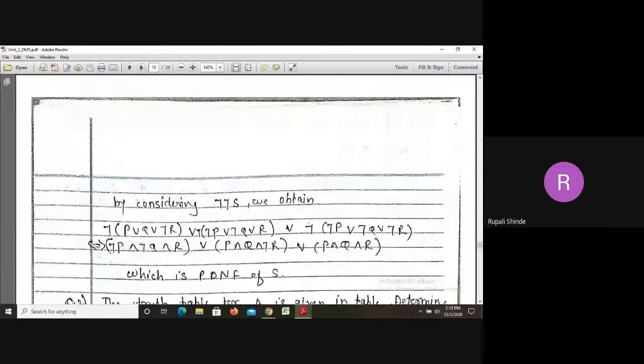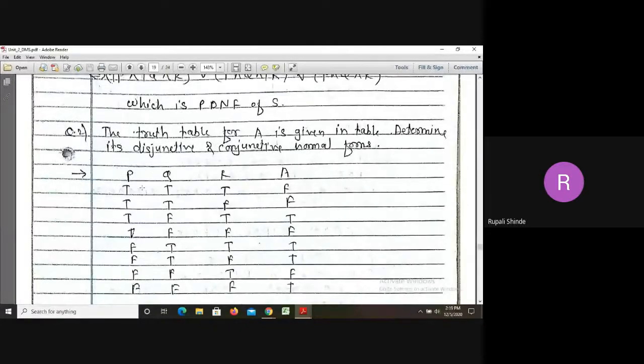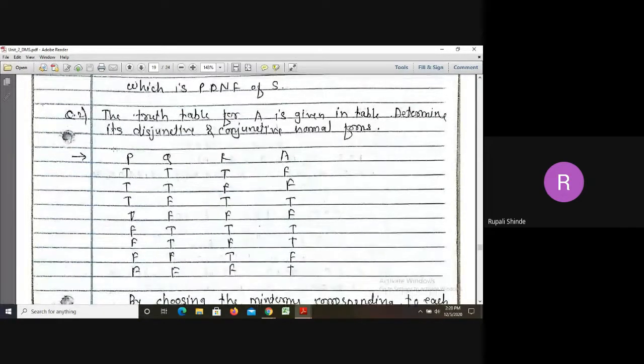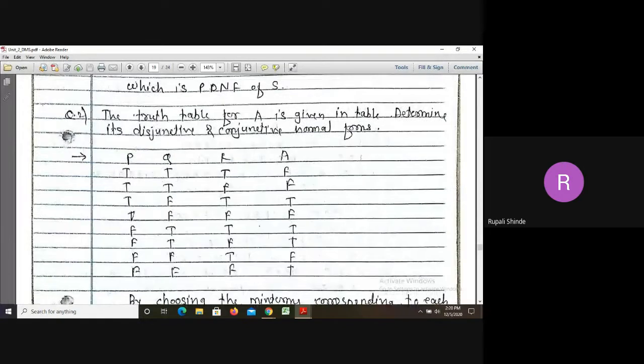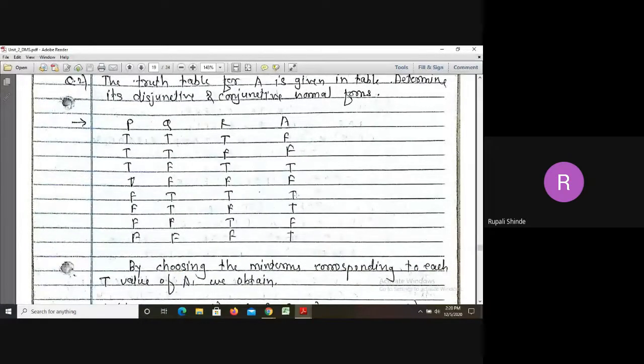So first of all, we will solve some examples by using a truth table. Then we will see how to obtain PCNF without a truth table. And then in the last case, we will see how to obtain PCNF and PDNF for the same formula at a time. So first of all, we are going to obtain PCNF and PDNF by using this truth table. In this question, column A is given. This is our final column, and from this we have to obtain PCNF and PDNF.